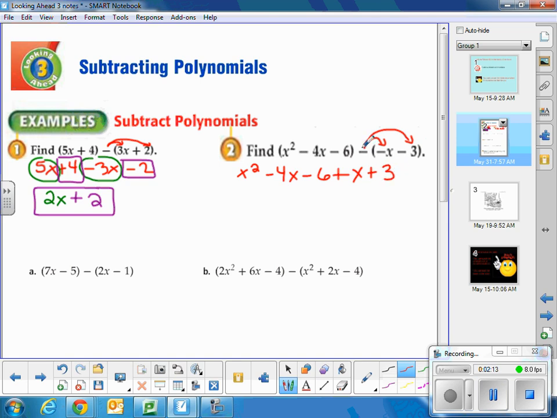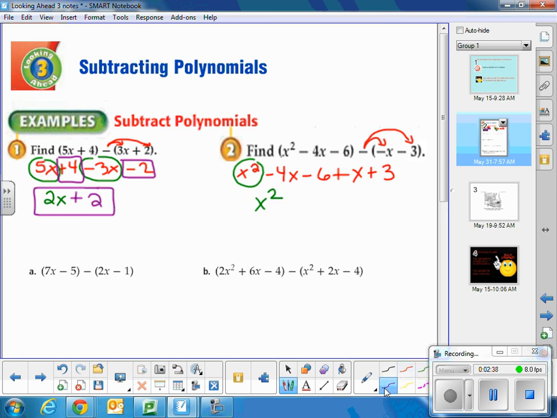Basically, having the subtraction sign before the second set of parentheses changes the sign of everything inside of here. The negative x became a positive x, and the negative 3 became a positive 3. Now you're going to go ahead and combine like terms, starting with the x squared. There are no other x squared terms, so we're going to just write down x squared.